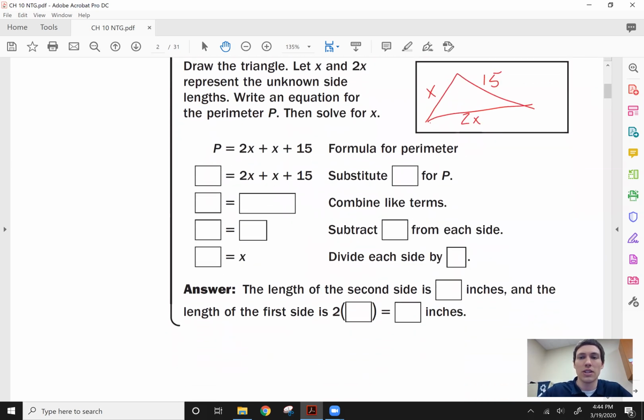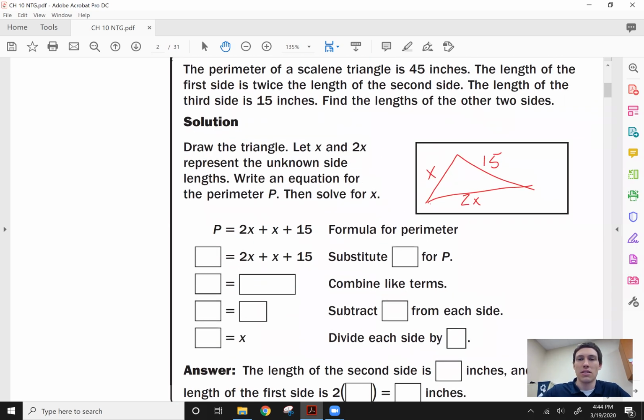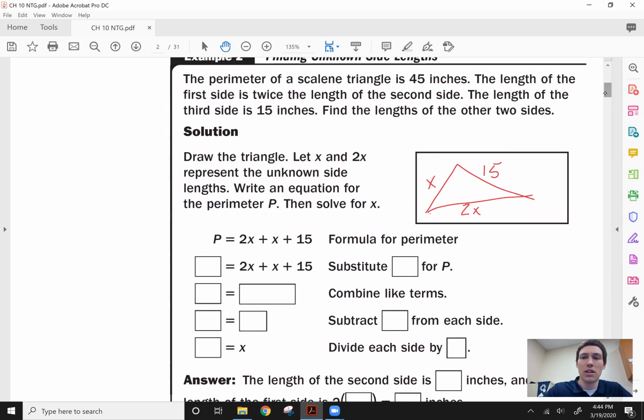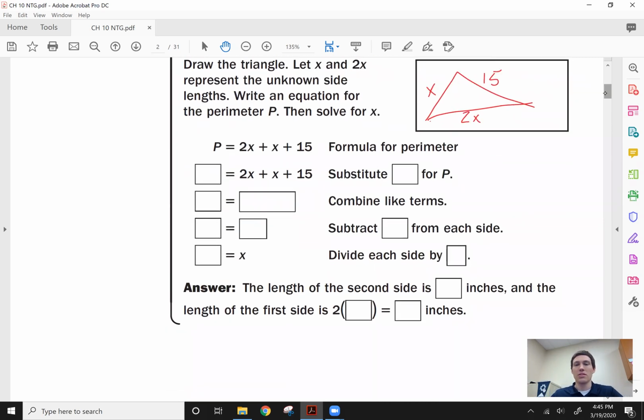So now we just add these all up. And again, it says the perimeter is 45. Remember, perimeter is when you add them all up. So we're going to substitute 45 for P because the perimeter is 45. And so we go 45 equals 2x plus x plus 15. 2x plus x, that's 3 x's.